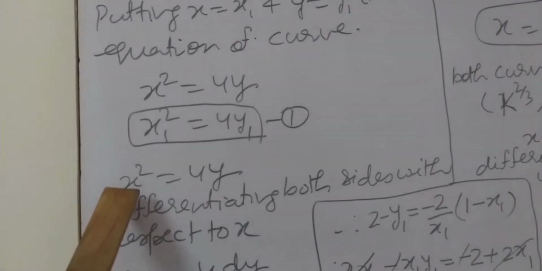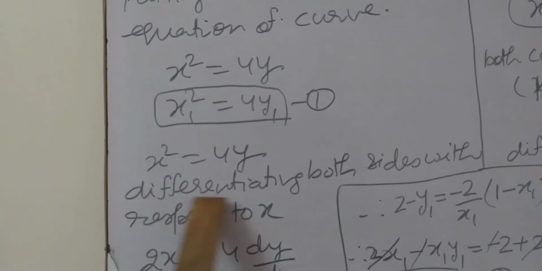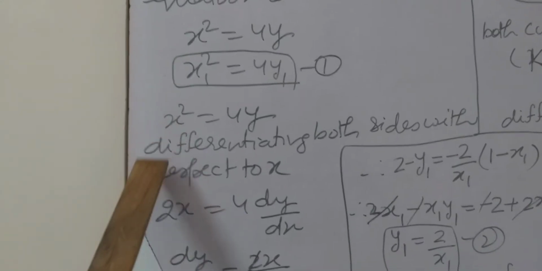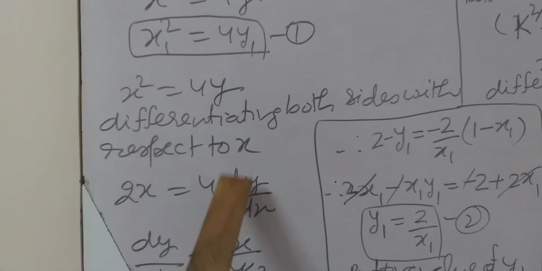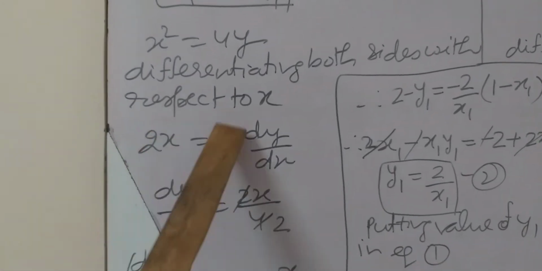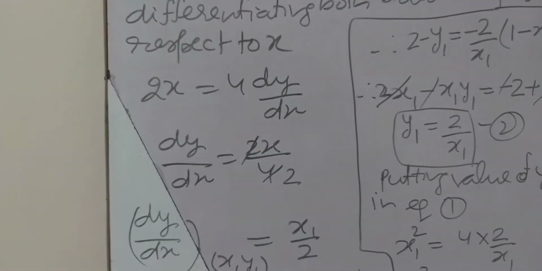Now again the equation of curve we have to write, and differentiating both sides with respect to x. So x differentiation is 2x, 4 derivative of y, dy by dx. So dy by dx equals to 2x upon 4. So dy by dx equals to x upon 2.